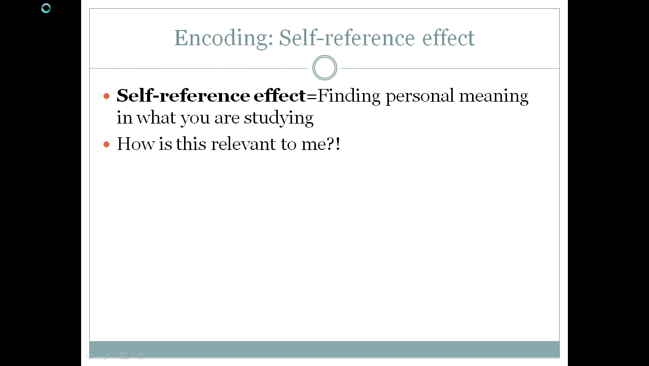So if you think of your note cards or the examples that I have you write on your note cards, if you make personal examples, like, oh yeah, overconfidence was when I thought I got a C on my calculus test, but really I got an F, that's the self-reference effect. You're finding some sort of personal meaning in what you're studying. You're thinking about how this information is relevant to you.